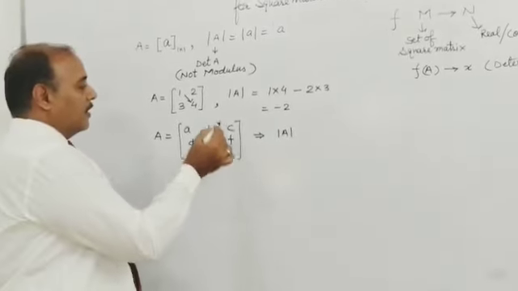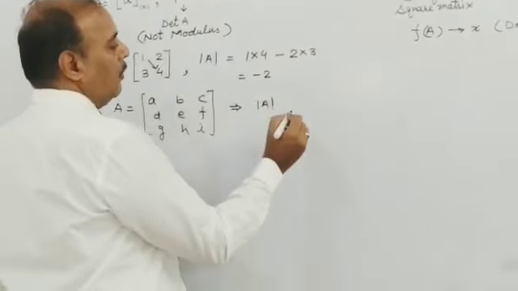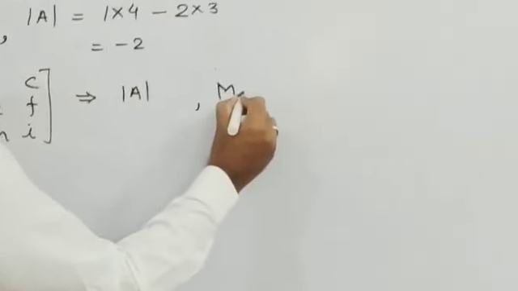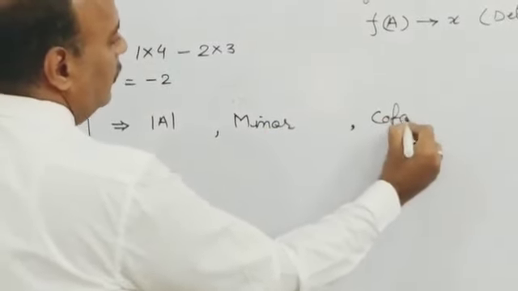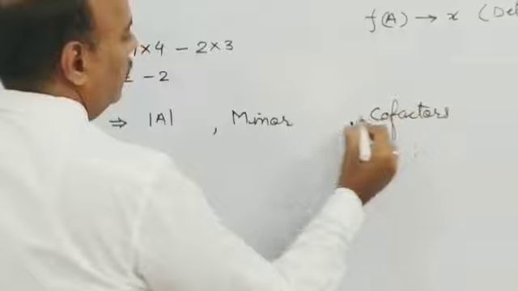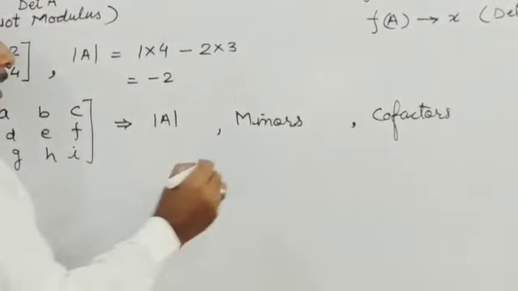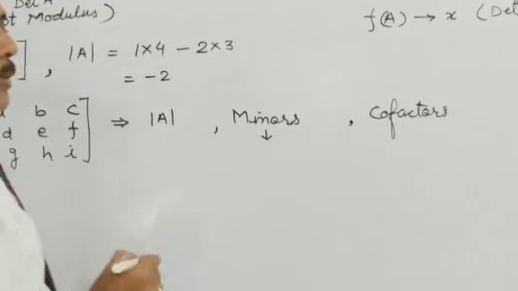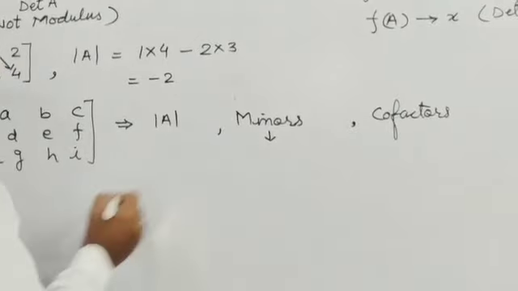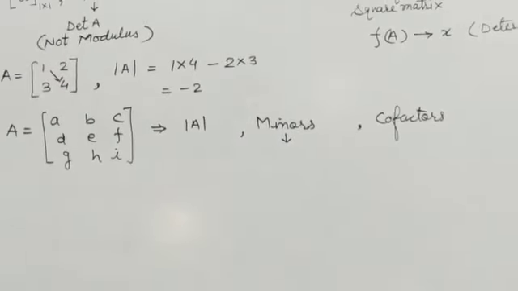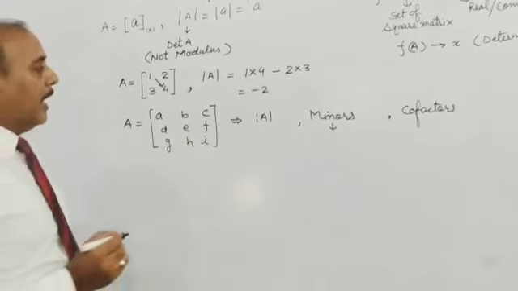Before solving this determinant, now I am going to tell you about minor and cofactor. So minor is a determinant associated with any element, obtained by deleting the row and column of that element.